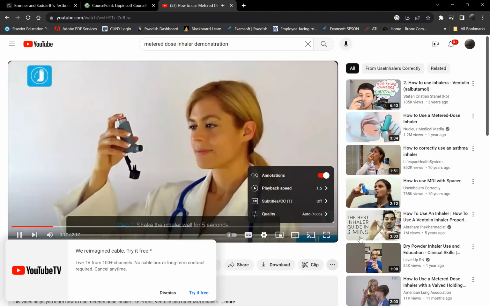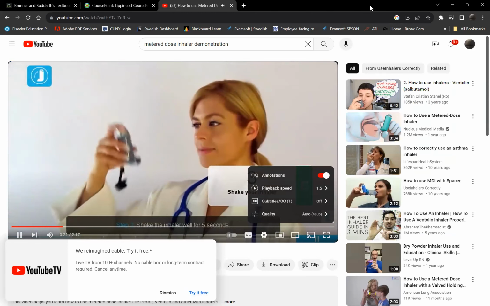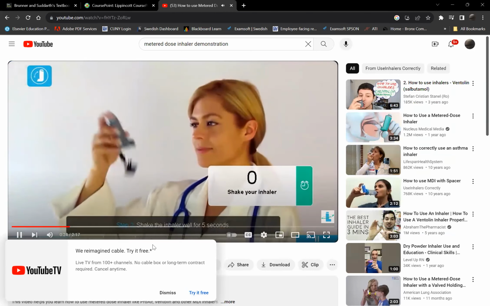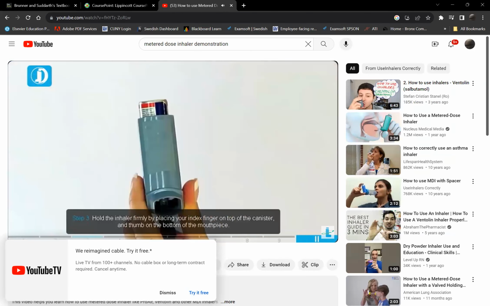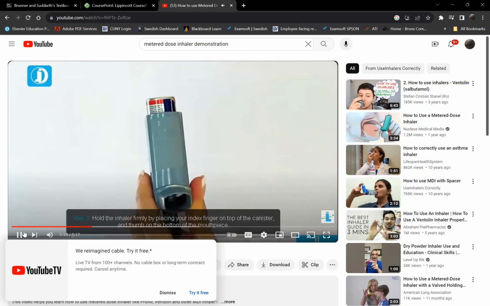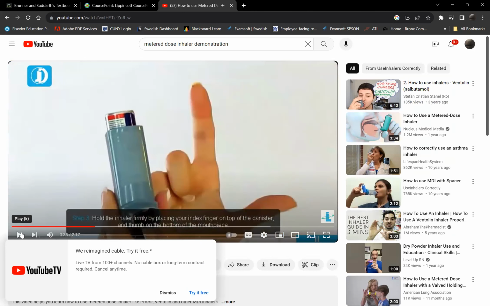Shake the inhaler well for 5 seconds. Hold the inhaler firmly by placing your index finger on top of the canister and thumb on the bottom of the mouthpiece. So this is a metered dose inhaler, okay? It's wet. It has a propellant. So when you press on the canister, it will spray the medication into your mouth and airway.